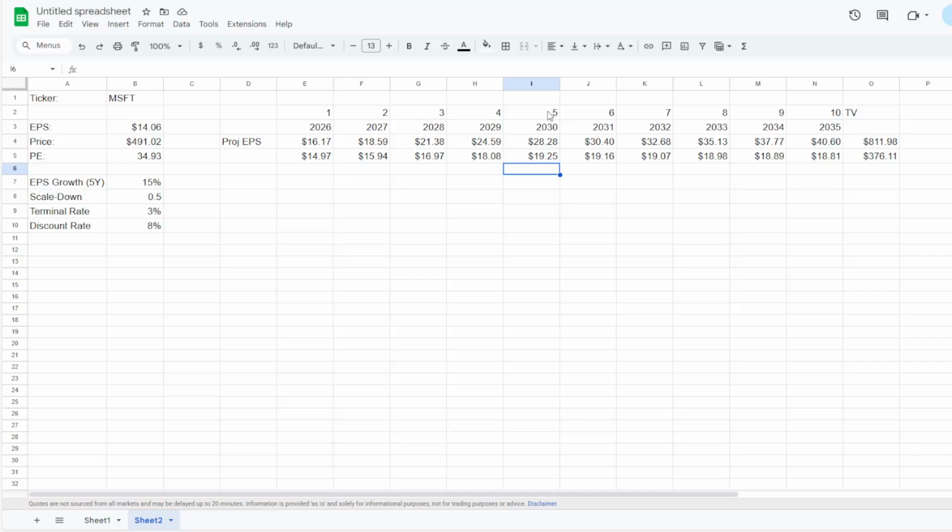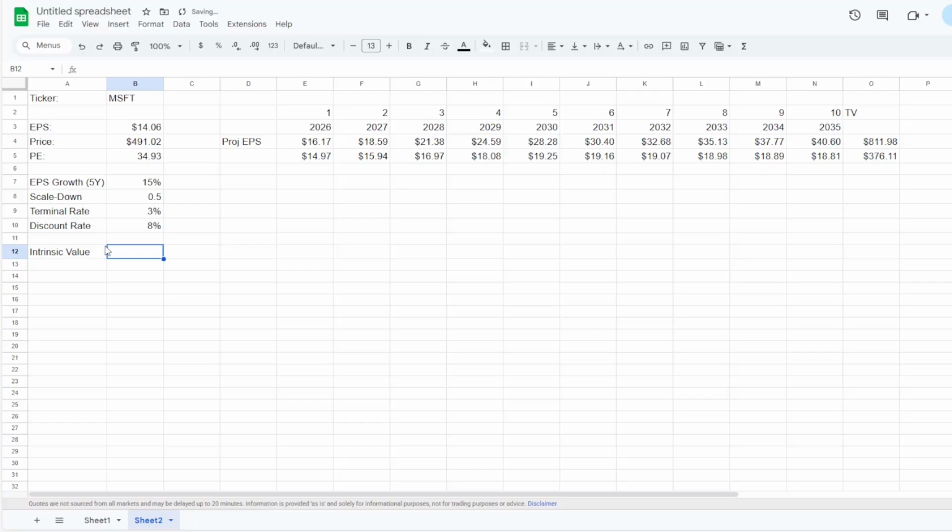Okay, so we can predict all their future earnings per share, but those are inflated numbers. And so we're going to scale it back to today's dollars. All right. And so now here in cell A12, I'm going to put intrinsic value. How much is this company supposedly worth in today's dollars if this is what the company is expecting to do for the next 10 years?